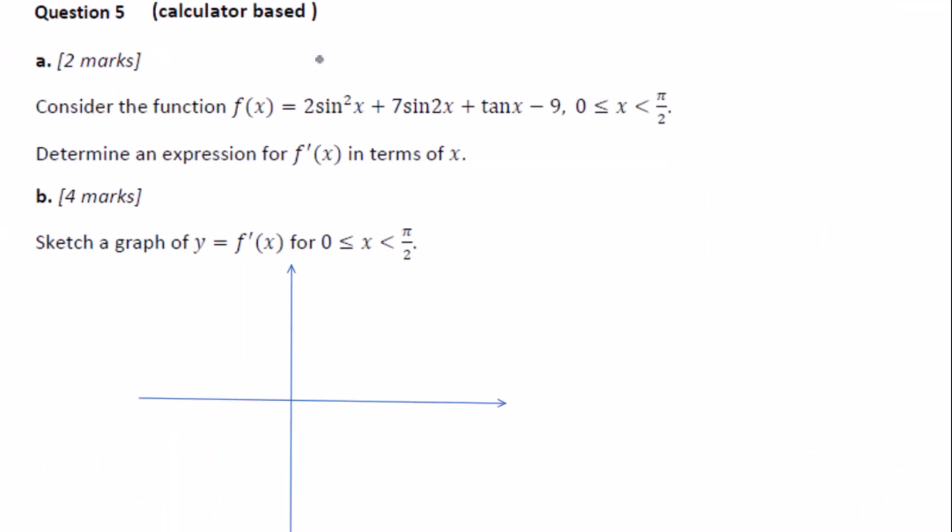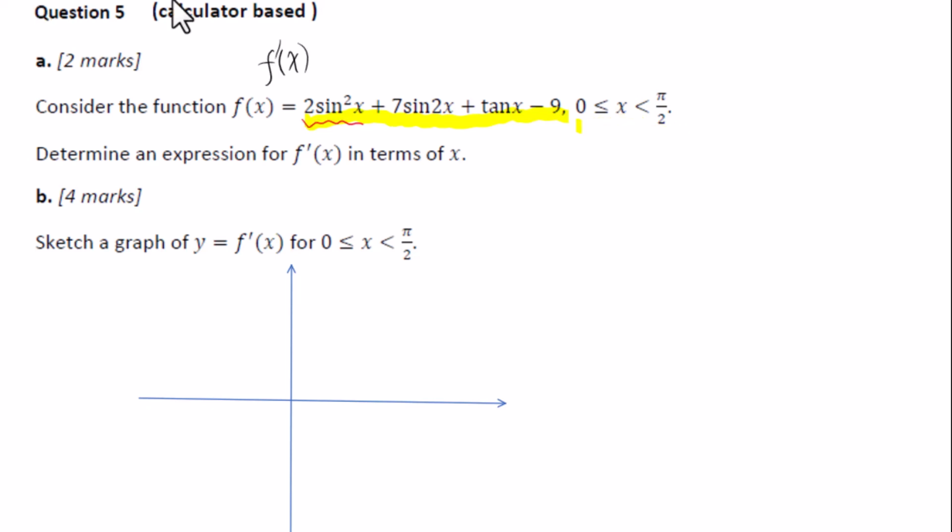Let's go to question 5. Consider the function f of x equals 2 sine square x plus 7 sine 2x plus tangent x minus 9, for x greater than or equal to 0 and less than pi over 2. Determine an expression for f prime of x in terms of x.